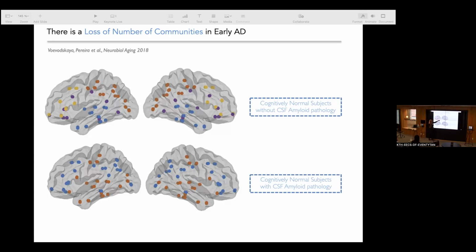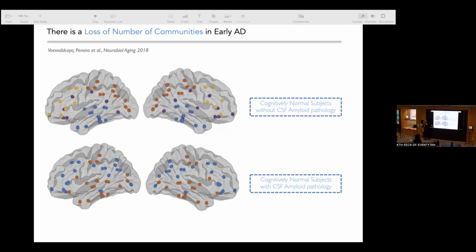One in orange comprising the posterior brain regions, one in yellow comprising frontal regions, one in blue comprising temporal regions, and one in purple, which seems to be scattered, but it's in fact located across the mid-parasagittal line. So here there were 4 modules that were following an anatomical organization.